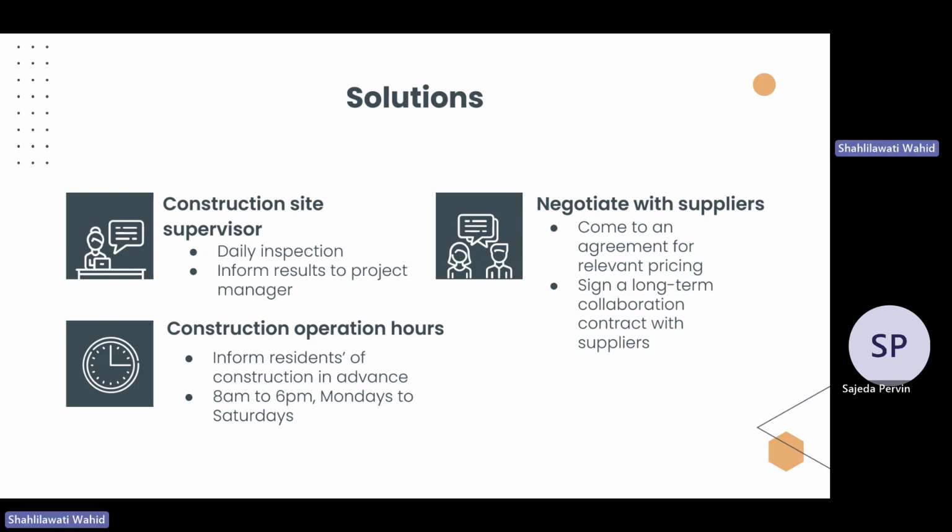And for the supplies expense overrun, we will try to negotiate with our suppliers and reach an agreement with them for relevant pricing. In order to do that, we will suggest signing a long-term contract with them in return for more affordable pricing for us, since we will be doing future projects similar to GWBBP.